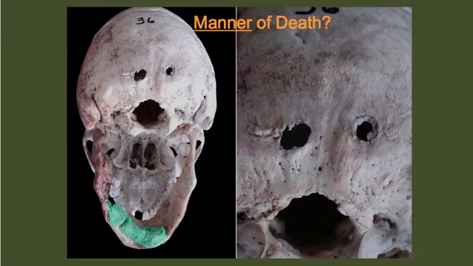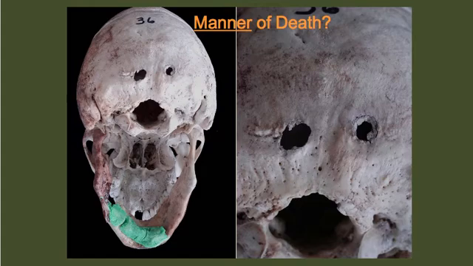Here's another example. This is an example in which looking at the trauma, looking at the projectile trauma, gives us an idea of both cause and manner of death. So this individual was shot twice at the base of the skull here. So we have the outside of the base of the skull. These are relatively symmetrical bullet holes. So that tells us the cause of death.